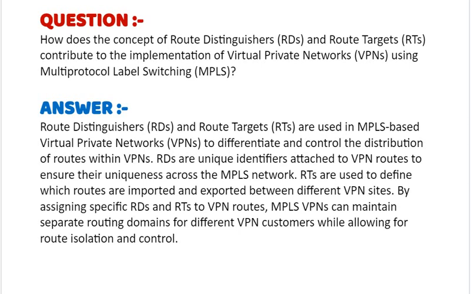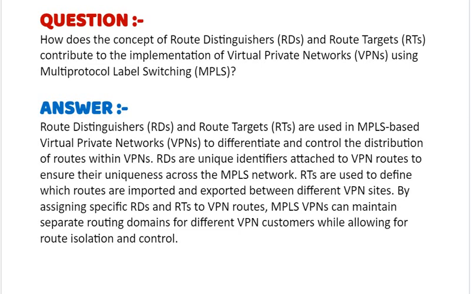Your answer should be: route distinguishers (RDs) and route targets (RTs) are used in MPLS-based virtual private networks (VPNs) to differentiate and control the distribution of routes within VPNs.